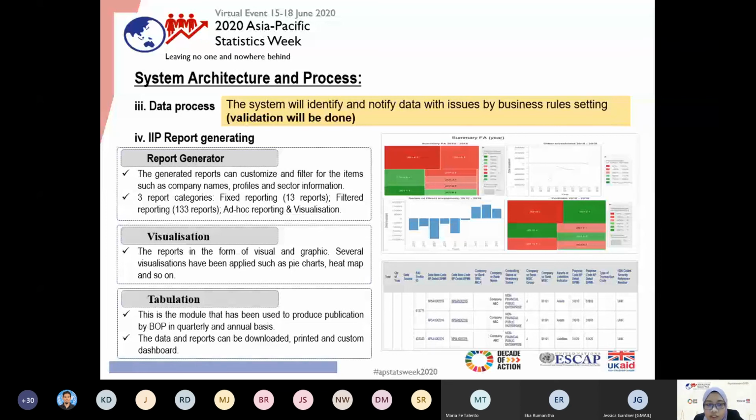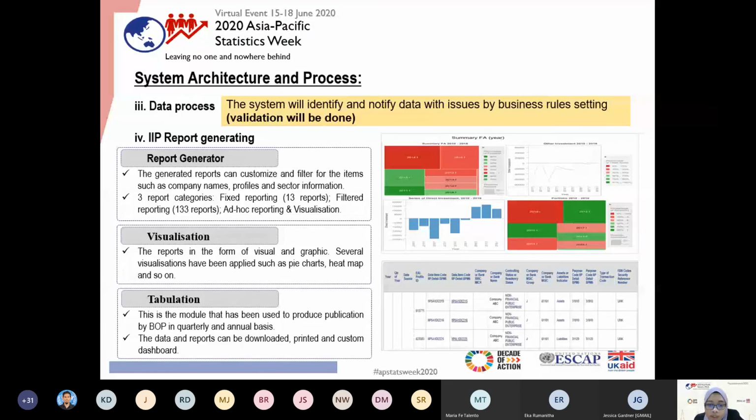First is report generator. We have automatic reports that can be produced from the system, which are fixed reports. We have 13 reports, filtered reporting, which we have to provide to our stakeholders after the reporting period, and also ad hoc reporting and visualization.